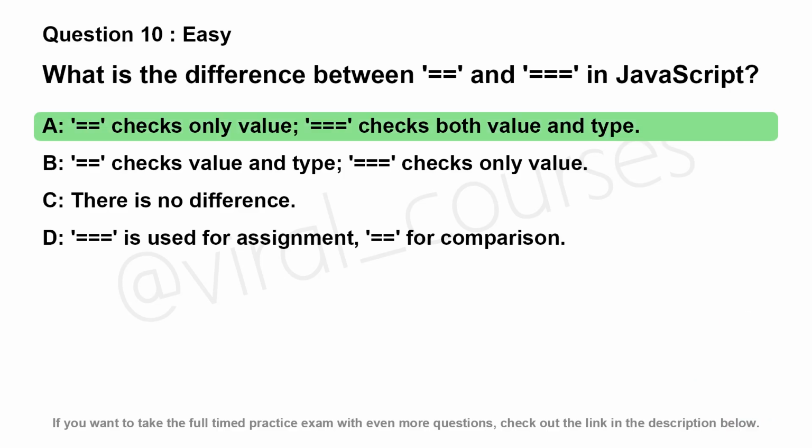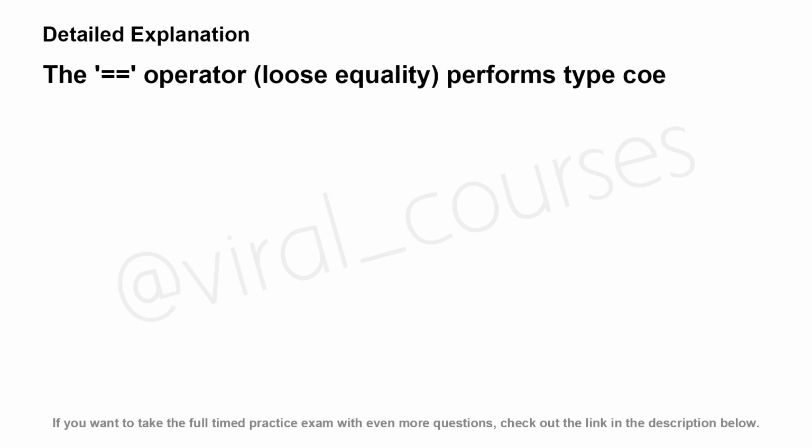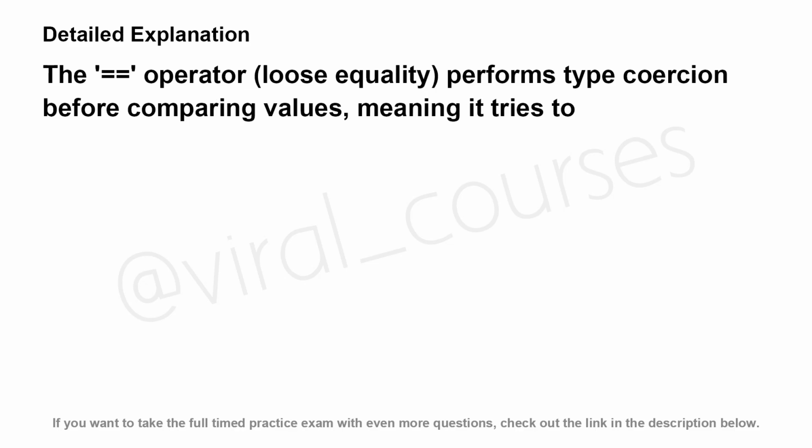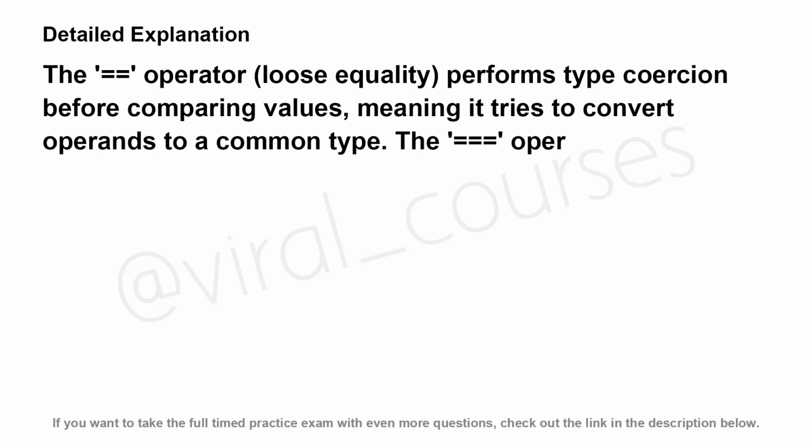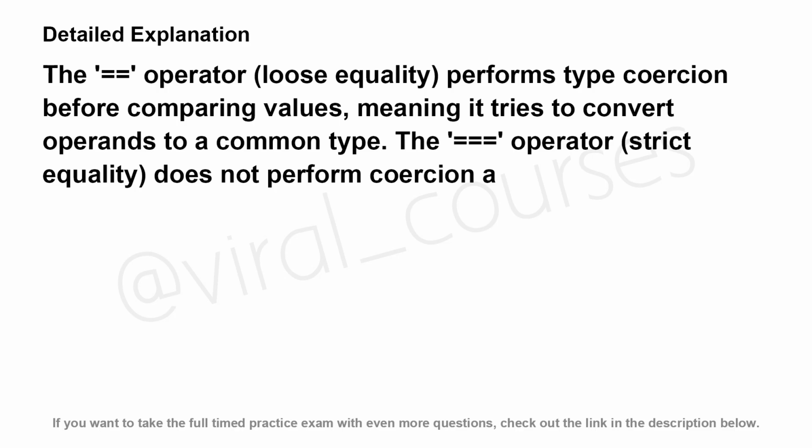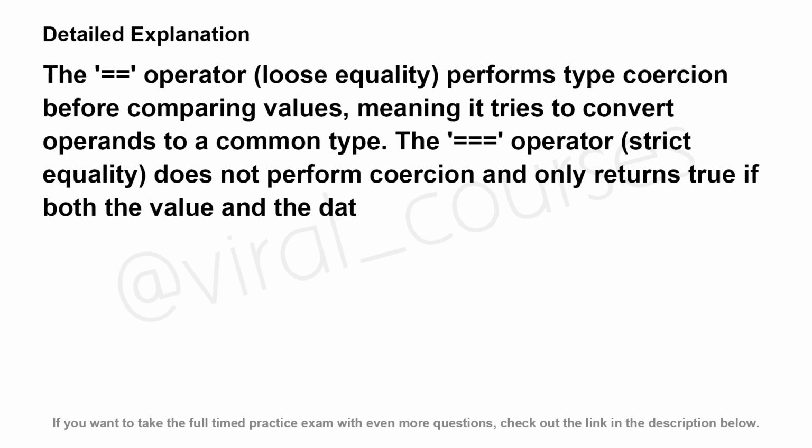The correct answer is A. The == operator, loose equality, performs type coercion before comparing values, meaning it tries to convert operands to a common type. The === operator, strict equality, does not perform coercion and only returns true if both the value and the data type are identical.